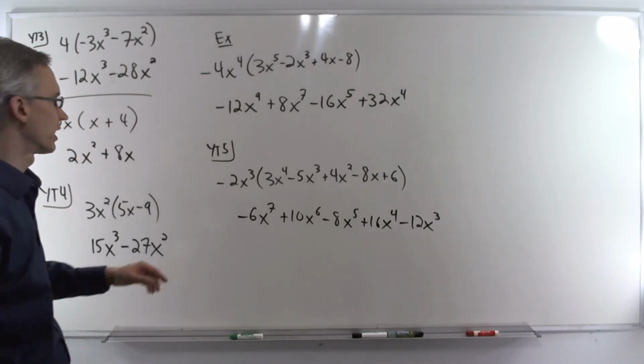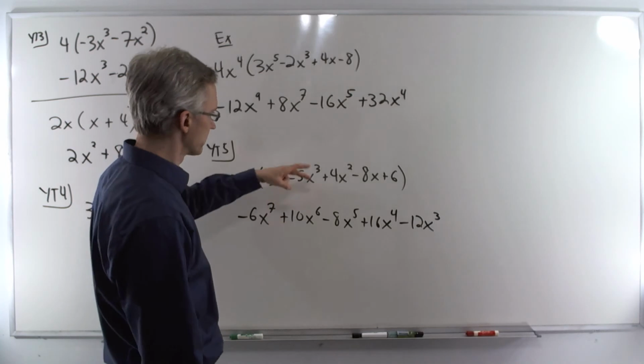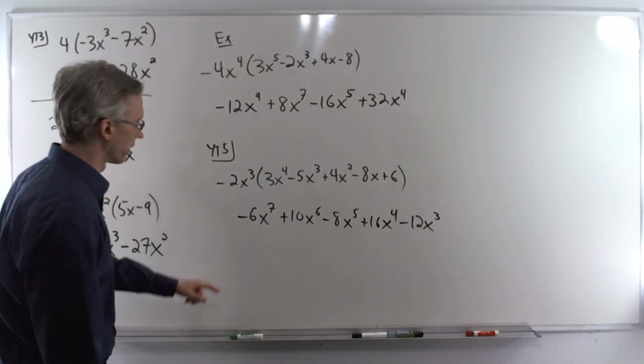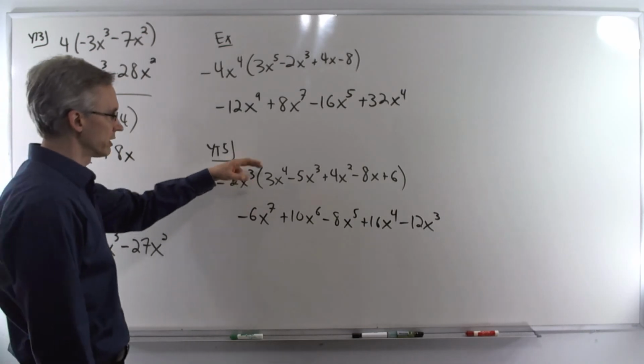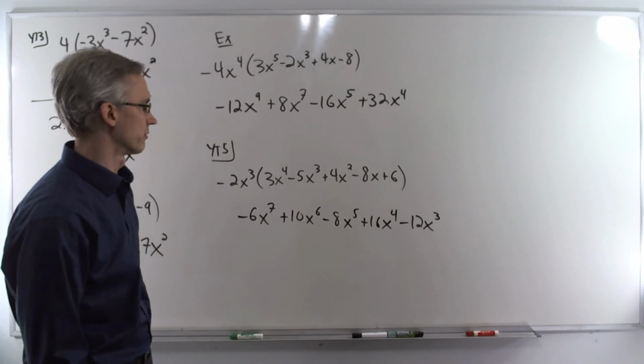All right, quick sign check. We're changing every sign, so positive, negative, negative, positive, positive, negative, negative, positive, positive, negative. And now we want to raise all the exponents by 3, so 4 to 7, 3 to 6, 2 to 5, 1 to 4, 0 to 3. So that all checks.